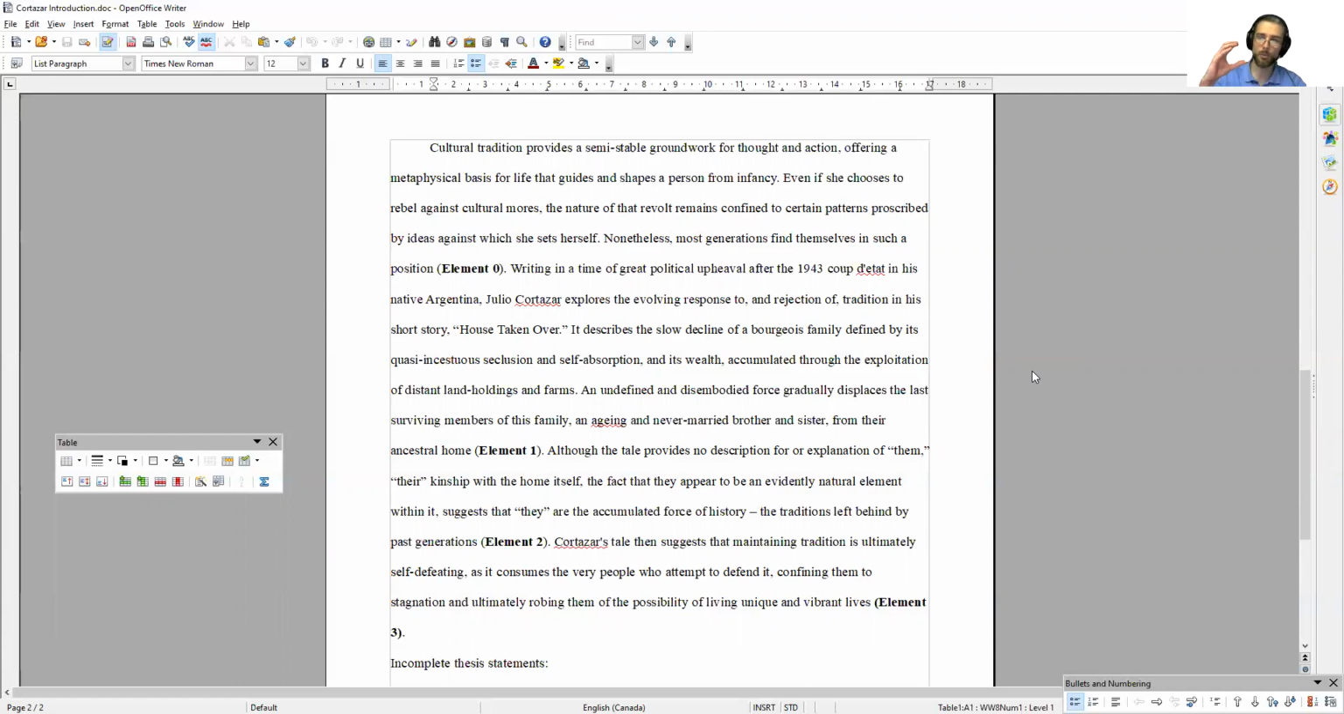So, I've given a brief summary, and I've talked about that summary. I've focused the summary on the issues of tradition and inheritance. I've carried through my subject that I identified, tradition, into the summary of the story.